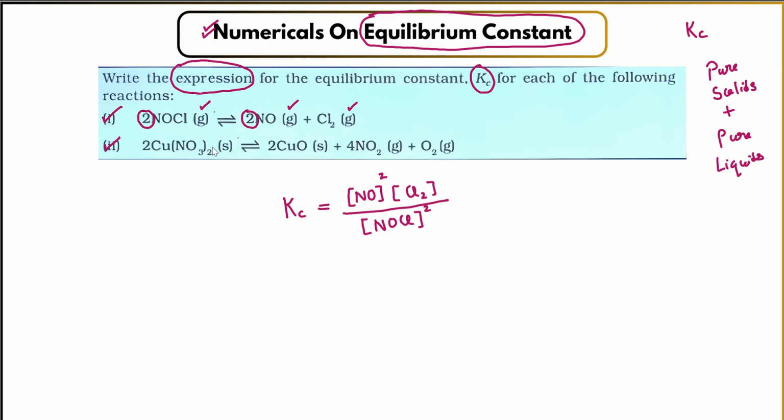Now the second reaction appears a bit technical, but remember the rules. You have to ignore pure solids, you have to ignore pure liquids. So here this is solid, we will ignore this because this is given as solid. This is solid, again we will ignore this. This is gas, we will take this into consideration. Again this is gas, we will take this into consideration. Now how will we write the Kc, how will we denote the equilibrium constant for the second equation.